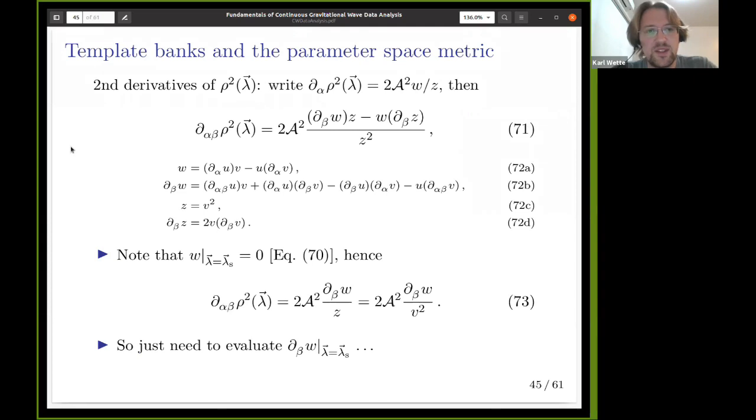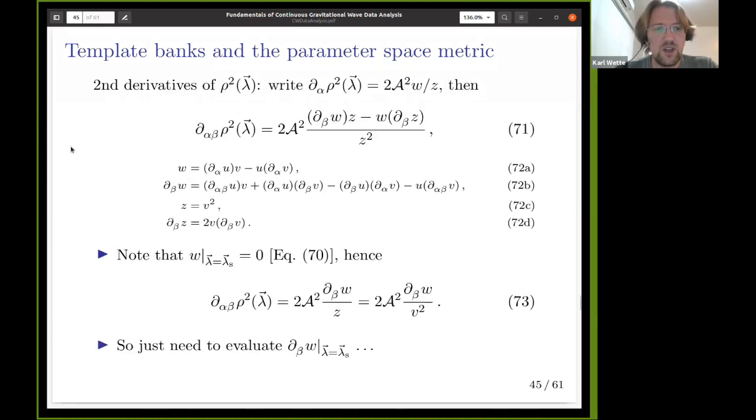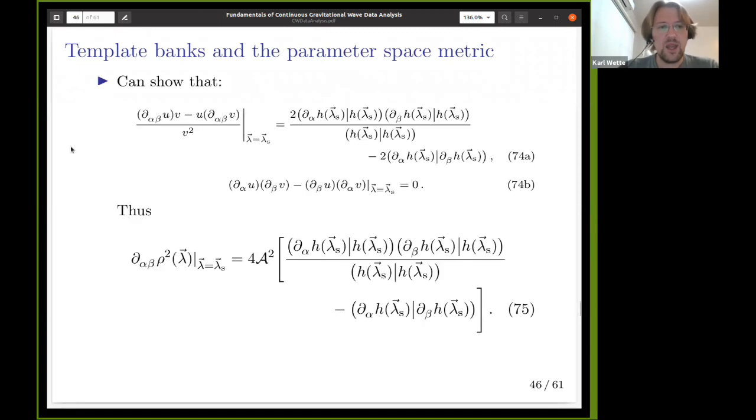The second thing to do is then do the second derivatives. Again, you can write that in terms of a quotient, in terms of some variables w and z, and you can work through those. There are some simplifications you get because w ends up being 0, basically from the results on the previous slide. So you end up with equation 73, where you just have to work out the derivatives of w, which is a little bit complicated, but it's really just working through the maths in equations 72, and then evaluating that at the right place.